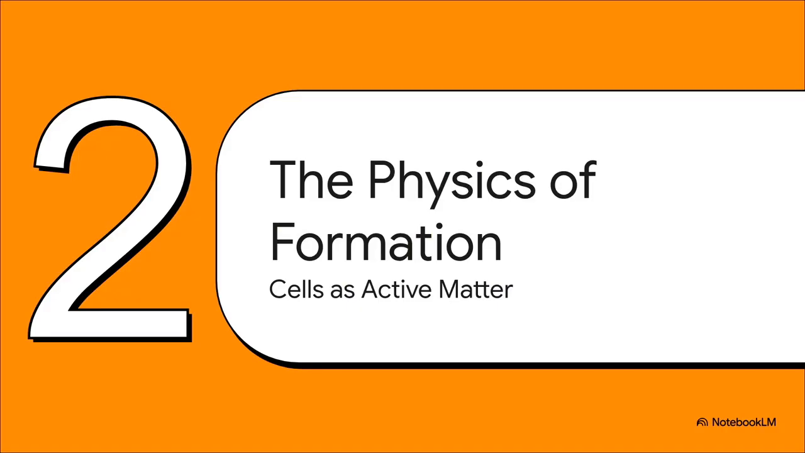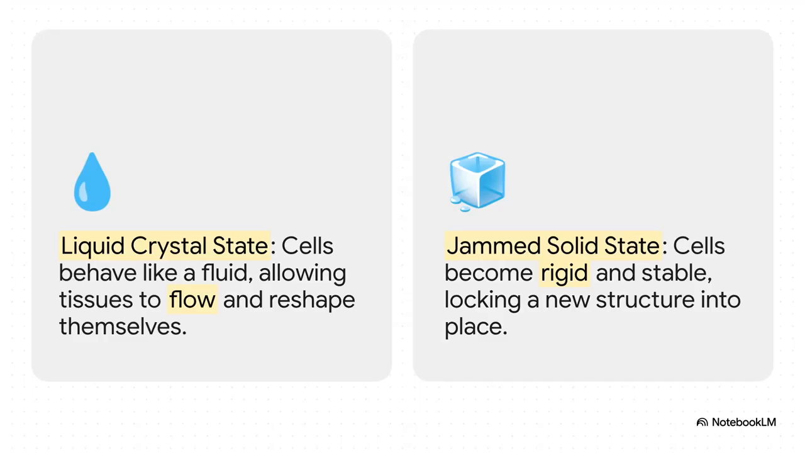And this is where things get really cool. It turns out you need more than just a blueprint to build something. You need physics. The cells themselves aren't just the bricks and mortar. They're also the construction crew, actively using physical forces to shape the embryo. To pull this off, cells behave like a special kind of active matter. Think about sheets of cells, which are called epithelia. They can act almost like a liquid crystal, allowing tissues to flow and reshape themselves.